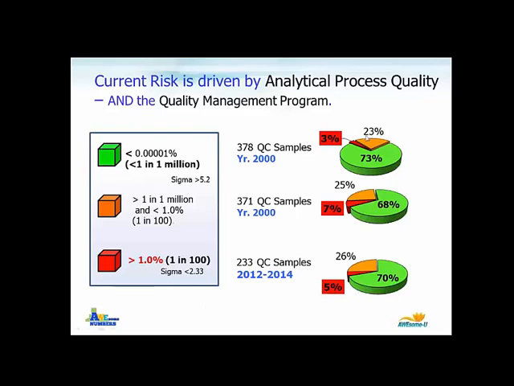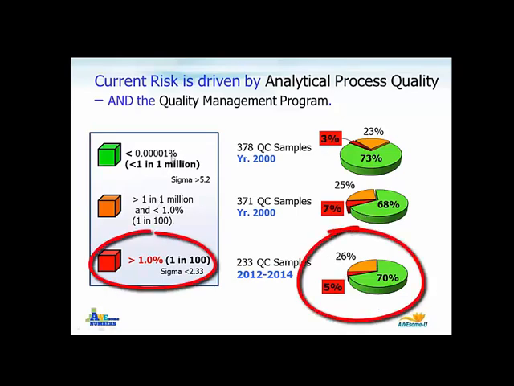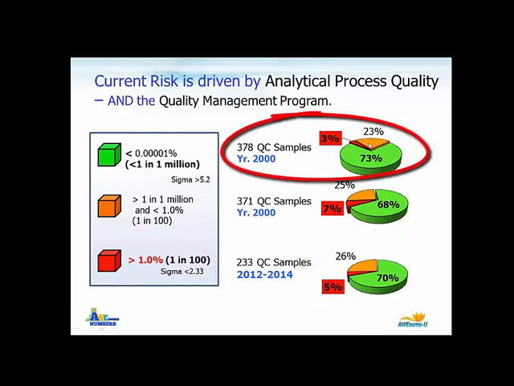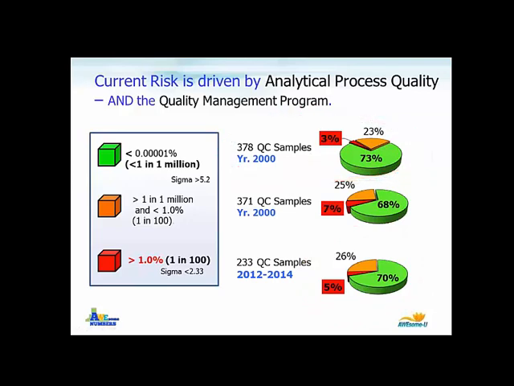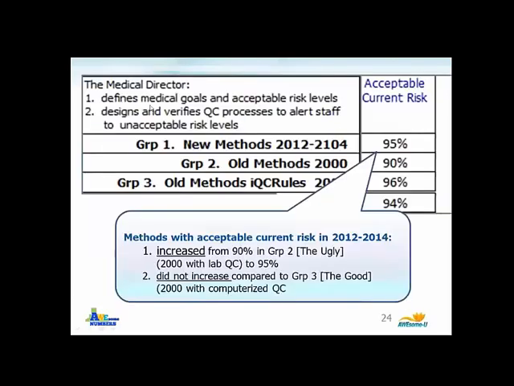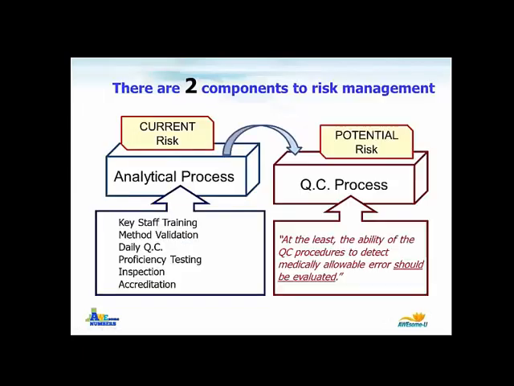Current risk is driven by analytical process quality and the quality management system. We saw this, that in 2012 to 2014, 5% had more than 1% failure, but almost 15 years ago it was only 3%. So we think we've progressed, but this doesn't seem to reflect it. In that group, acceptable risk, the group from 2012 to 2014, the difference was 95%, 90%, 96%. Not a huge amount of progress in 15 years for current risk.